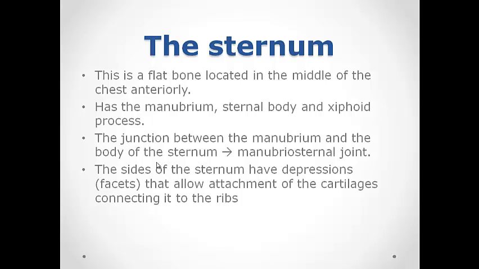If you remember when we talked about the mediastinum, we said that there was a thoracic plane that crossed this point, and it was found at the level of the intervertebral disc between T4 and T5. So just keep that in mind. The manubriosternal joint is found at that vertebral level. The sides of the sternum, like I showed you in the picture, have depressions, which are called facets, and these allow the attachment of the cartilages that connect the sternum to the ribs.